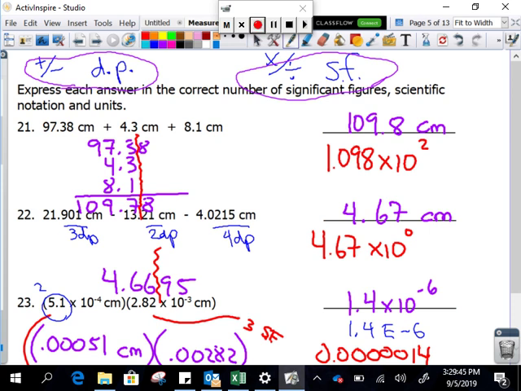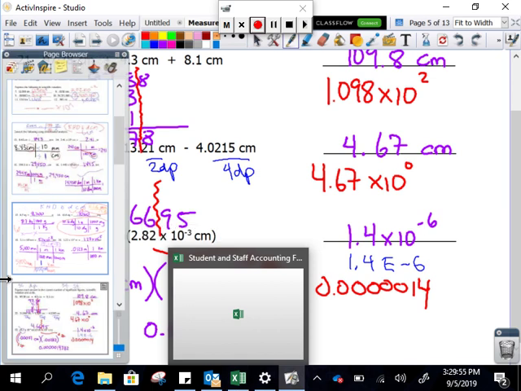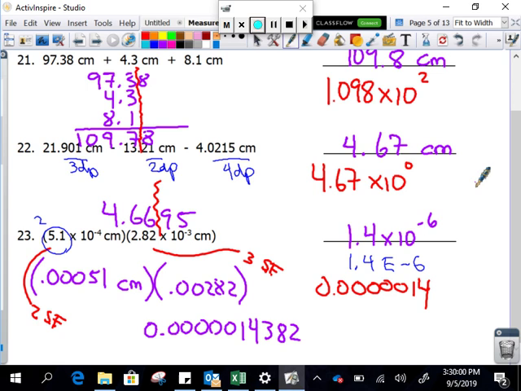So when we're multiplying and dividing, we go for the significant figures. So in 23, we're multiplying these 2 numbers that are in scientific notation together. The first number has 2 significant figures, 5.1. What about the scientific notation? That has no impact on it. 5.1 is 2 sig figs. The 10 to the stuff is all zeros that don't get counted. They're the lefty zeros that don't get counted. So it's really just those 2 sig figs.